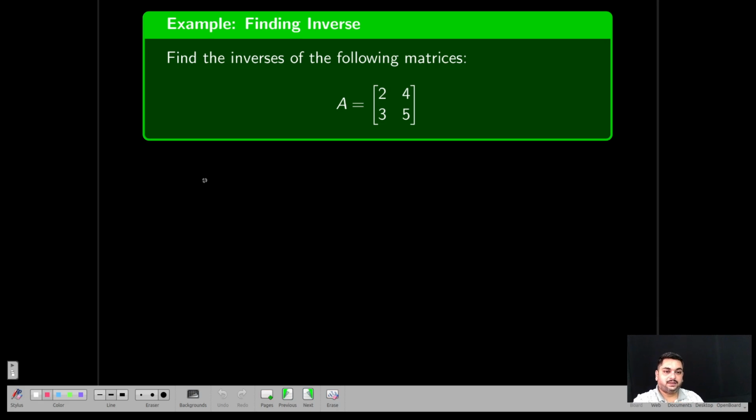So let us find the inverse of the following matrix. First, let us find the determinant of it and check whether it's non-zero. So it will be 10 minus 12, which is minus 2. Now the inverse of A exists and it will be equal to 1 by minus 2 into, so interchange these two elements, it becomes 5 and then 2. Then change the sign of these two elements, that is minus 3, minus 4. So this is my A inverse.